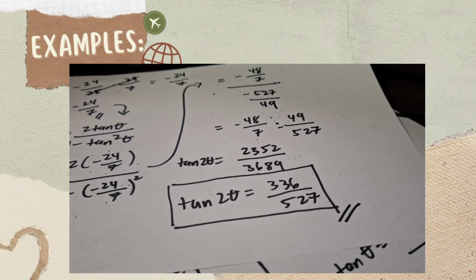So yeah, that will be the last example for our discussion about tangent or tangent double angle identity. I hope you learned something good about it.